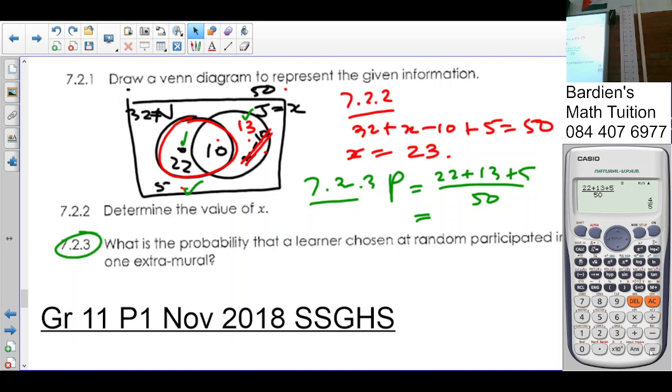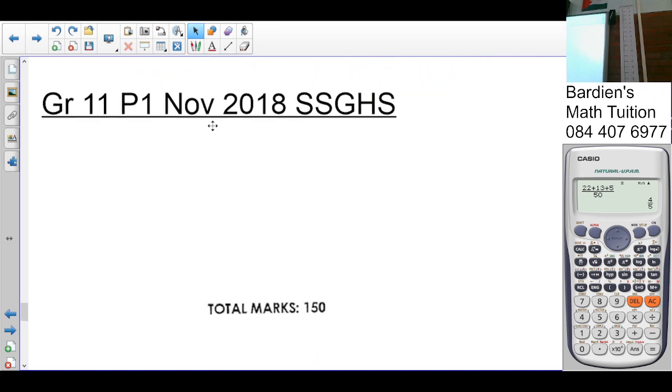4 over 5, is that correct? Yeah. Or 80%, or 0.8. Even if it said, what's the probability that the learner chosen at random participated in one extramural only? Then I would have gone with 22 and 13, the sum there. But he said at most, so you must take out everything that is less than that. Okay? This is a good question.